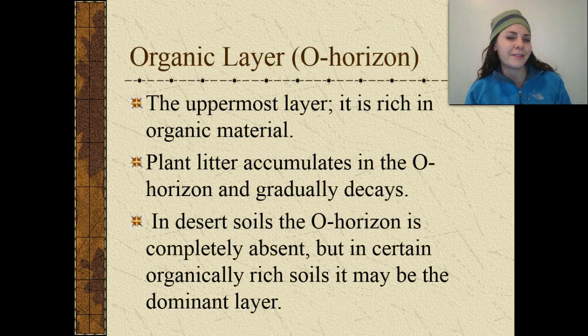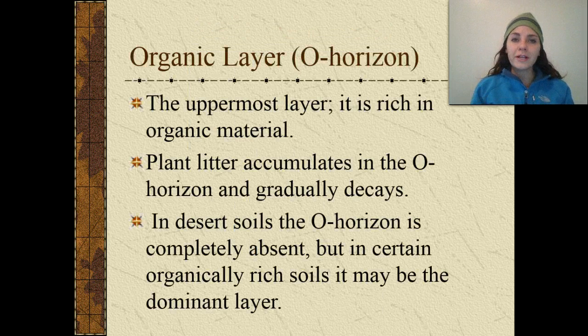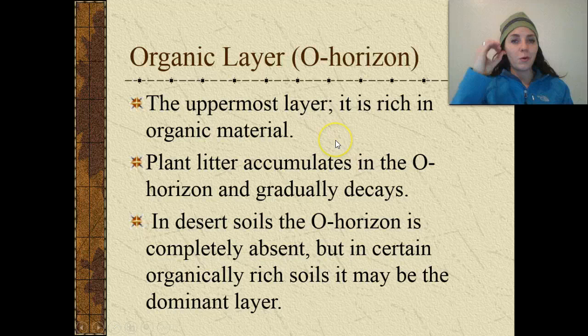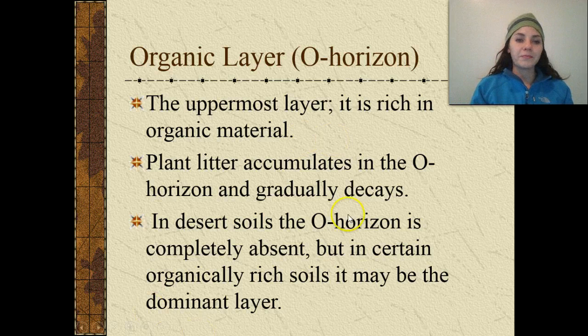So what is a horizon? Well, a soil horizon is basically a different type or layer of soil. Soil is composed of many different layers, the first of which we call the O horizon. O stands for the organic layer or the organic horizon. So O is for organic.